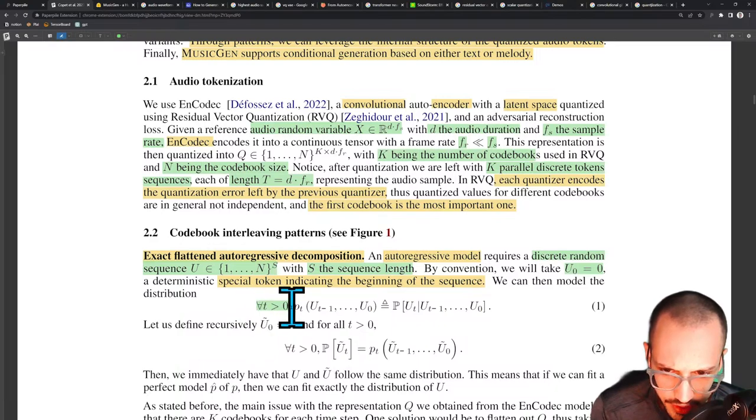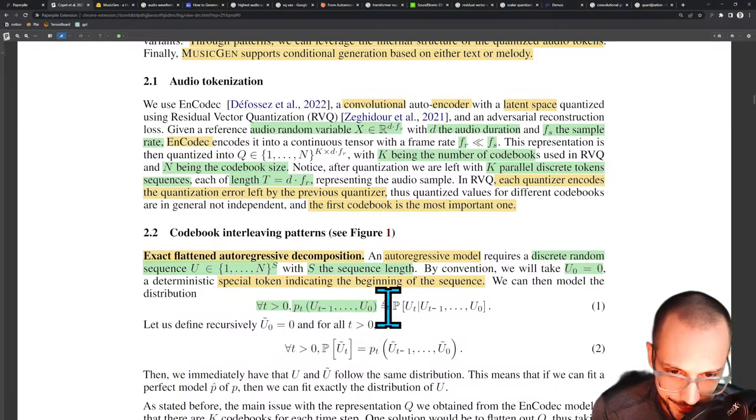So for t greater than or equal to 0, this is what they're saying here: pt, the probability distribution of ut minus 1 to u0, is UT conditioned on UT minus 1 to U0. So this is the autoregressive part. You see here how UT is conditioned on everything before it. That's the autoregressive part right there.